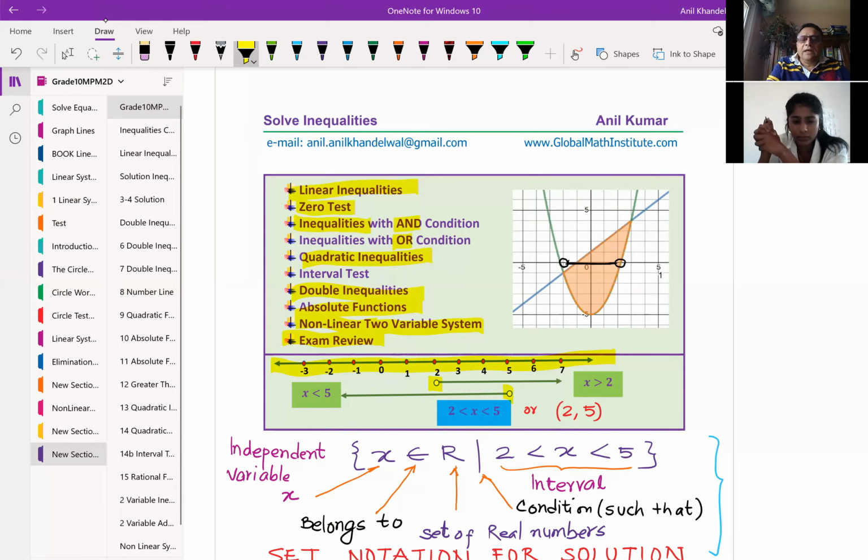The other way is to write it in the form of an inequality as such. As shown here, we are trying to write an inequality: x is greater than 2 and less than 5.